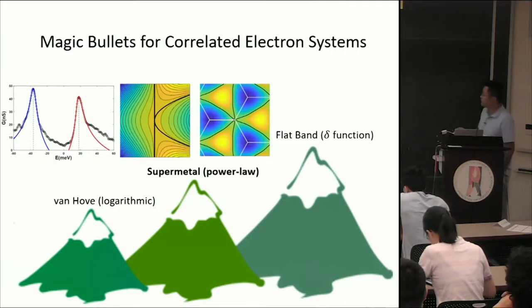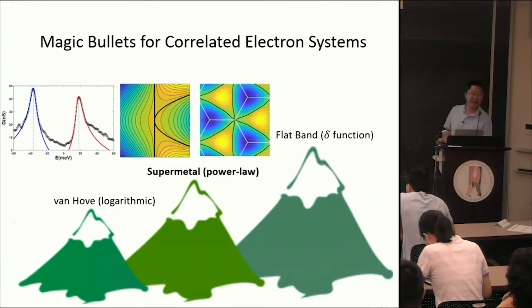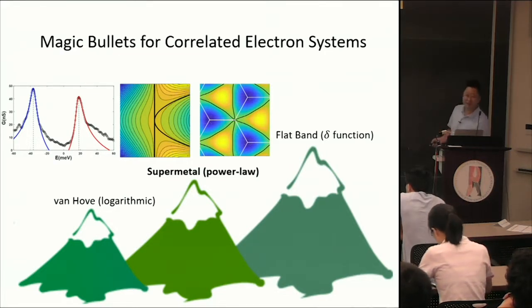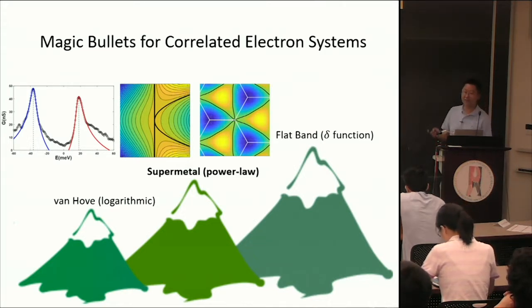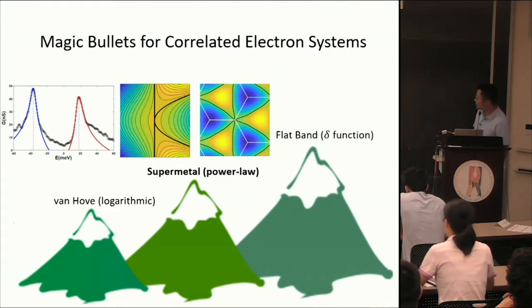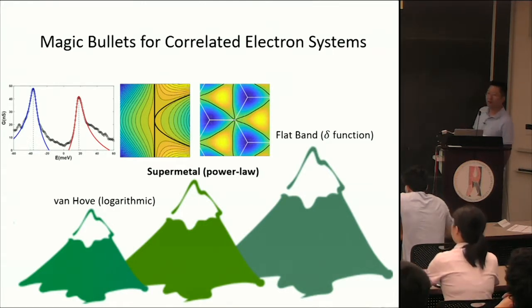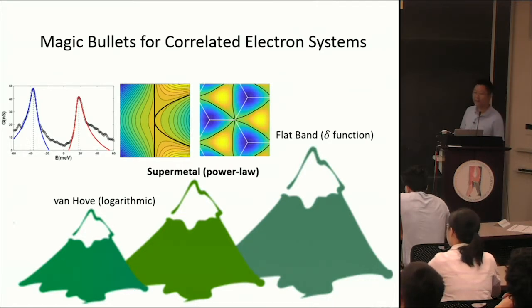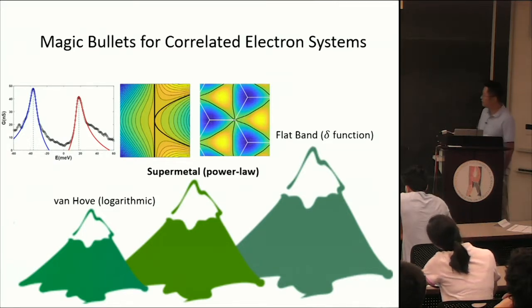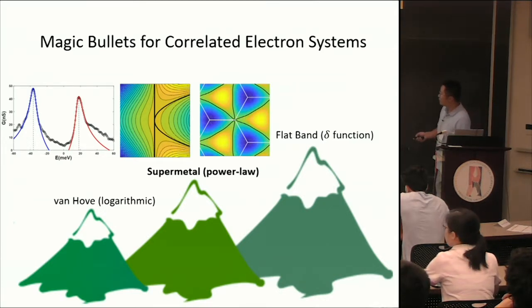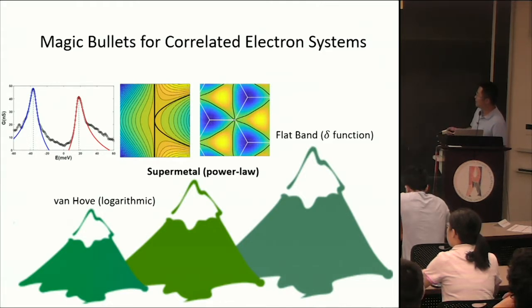So this brings me to this other regime: even if we don't have a completely flat band, even when the bandwidths are finite and important, we can enhance correlation effects by increasing the density of states around the Fermi energy. So the states around the Fermi energy may be more important than states far away from the Fermi energy. And it has been known for a long time that a Van Hove singularity leads to a logarithmically divergent density of states in two dimensions, and there are a lot of interesting theoretical results about correlated electron phenomena near the Van Hove singularity.